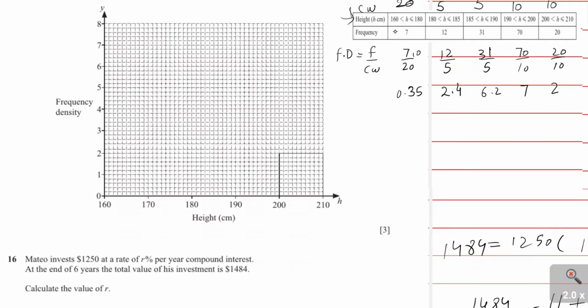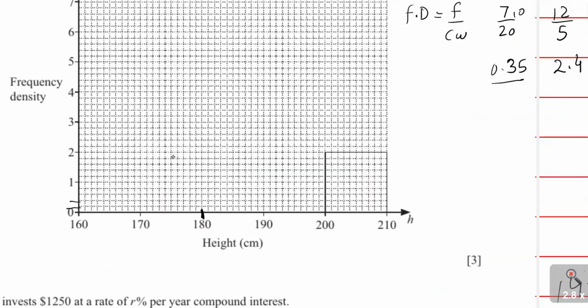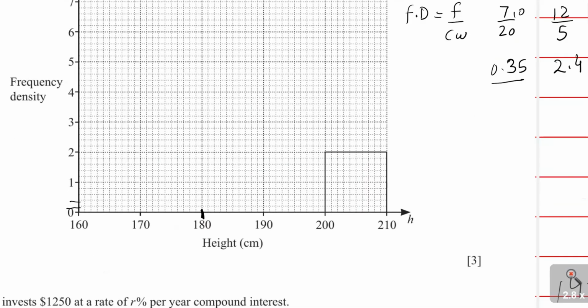Look here, the first bar has the class interval 160 to 180. This is the 160 to 180. We have to take the height as 0.35. This is the 0.35. We will draw the line here. This will be the height of this bar.